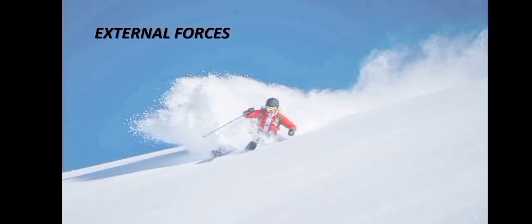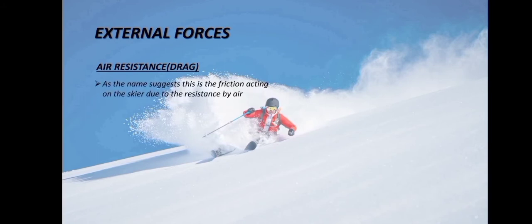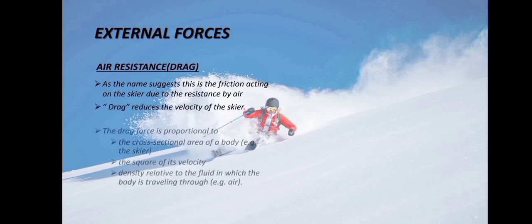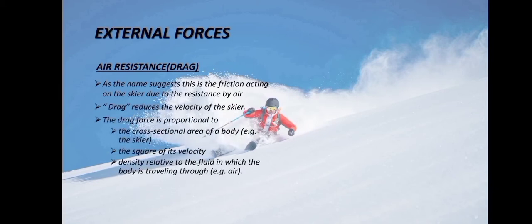Air resistance or drag. As the name suggests, this is the friction acting on a skier due to resistance by air. Drag reduces the velocity of the skier. The drag force is proportional to the cross-sectional area of a body, the square of its velocity, and the density relative to the fluid in which the body is traveling through.